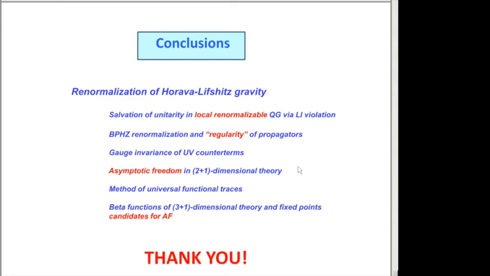Then in the 2+1 dimensional theory, there is definitely the property of asymptotic freedom at one concrete fixed point. And then one can use the method of universal functional traces to calculate the whole set of UV beta functions in the high energy limit of renormalization group flows for the 3+1 dimensional theory. And there are a number of fixed point candidates for asymptotic freedom there as well.